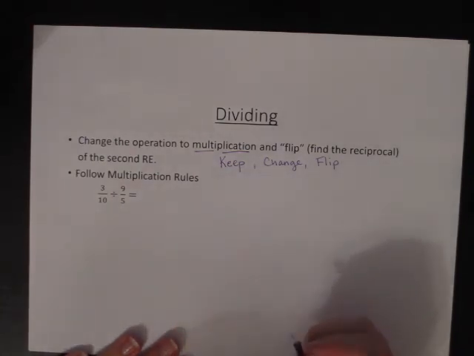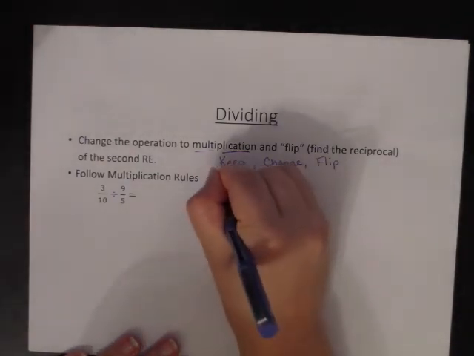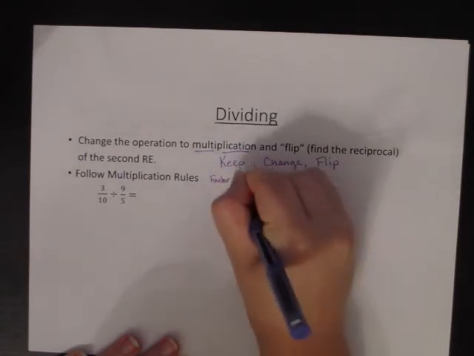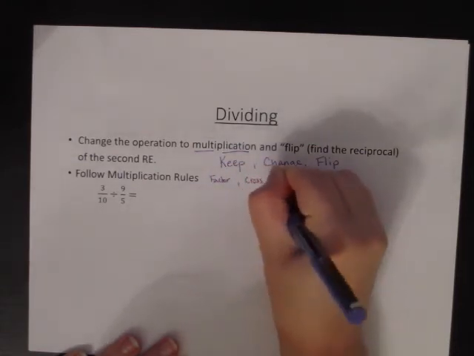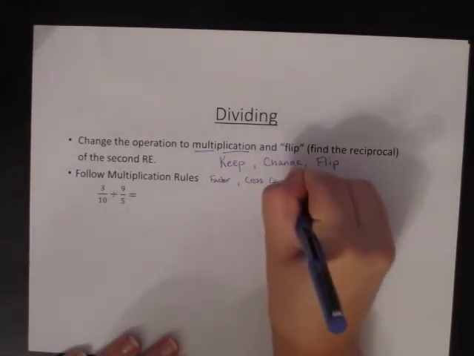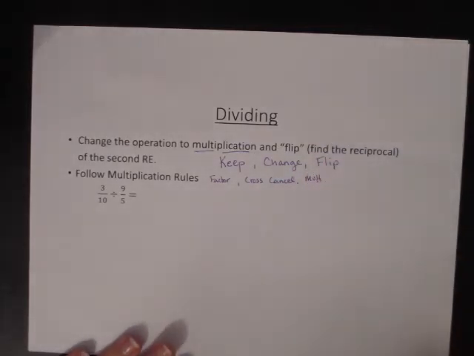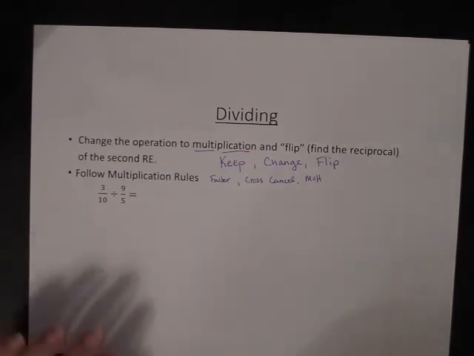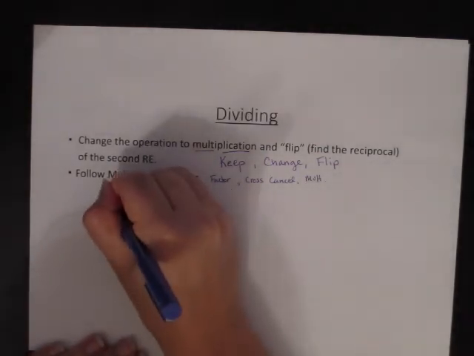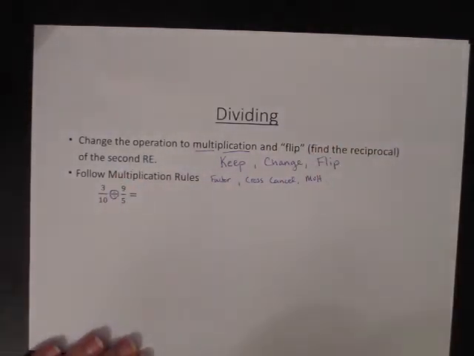And then you're going to follow the rules of multiplication, which is to factor. Then you cross cancel. And then you multiply straight across. So as soon as you see that it's a division problem, the first thing that you want to do is keep, change, flip, and then we're just going to follow the rest of what we've been doing.